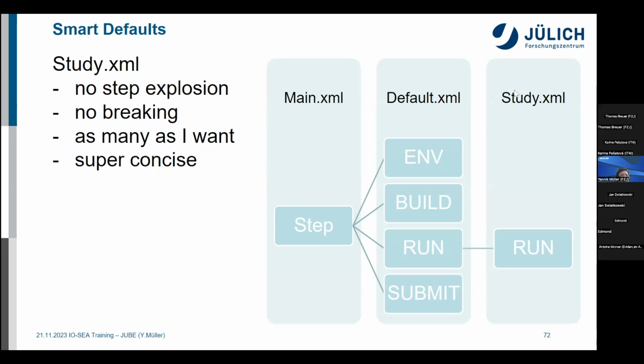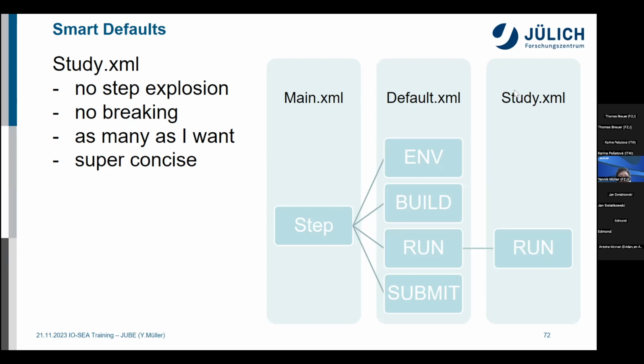I put all this smartness into my script that I call default XML, and all the parameter sets that I need to do the whole workflow are defined: environment, build, run, submit, anything. And it has default values. So it has, like, default: I build this, and I run like this, etc. And then when I want to diverge from this, I overwrite just the part that I want to diverge. For example, in my study XML, I overwrite the run to execute different runs.